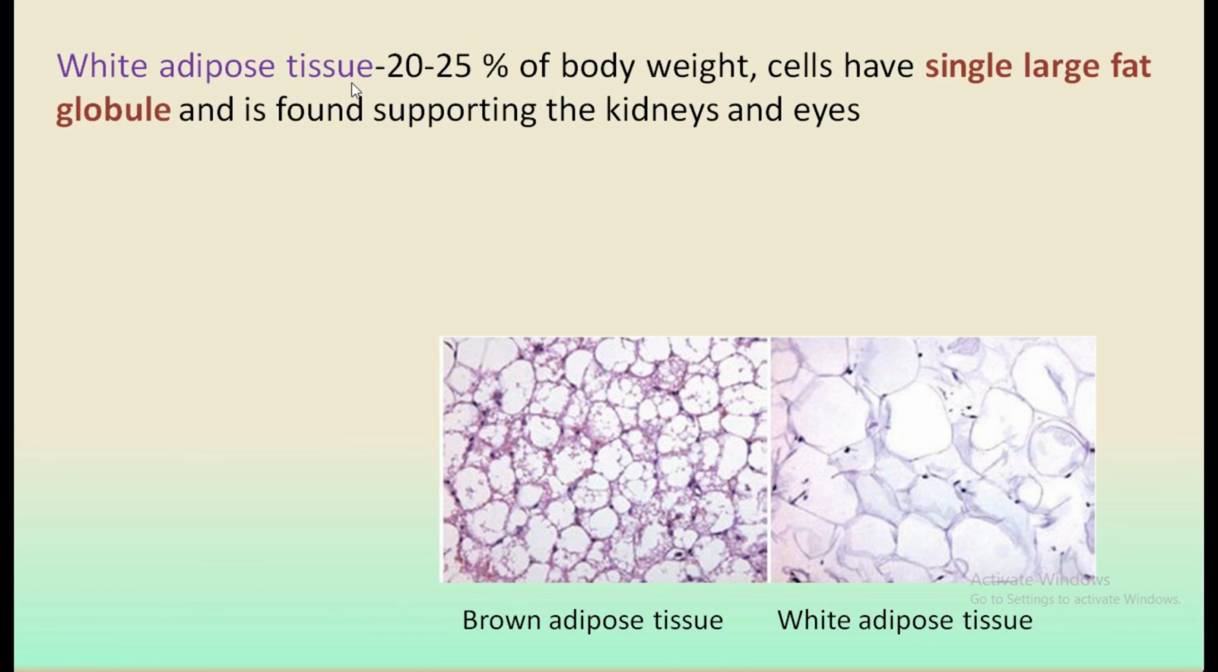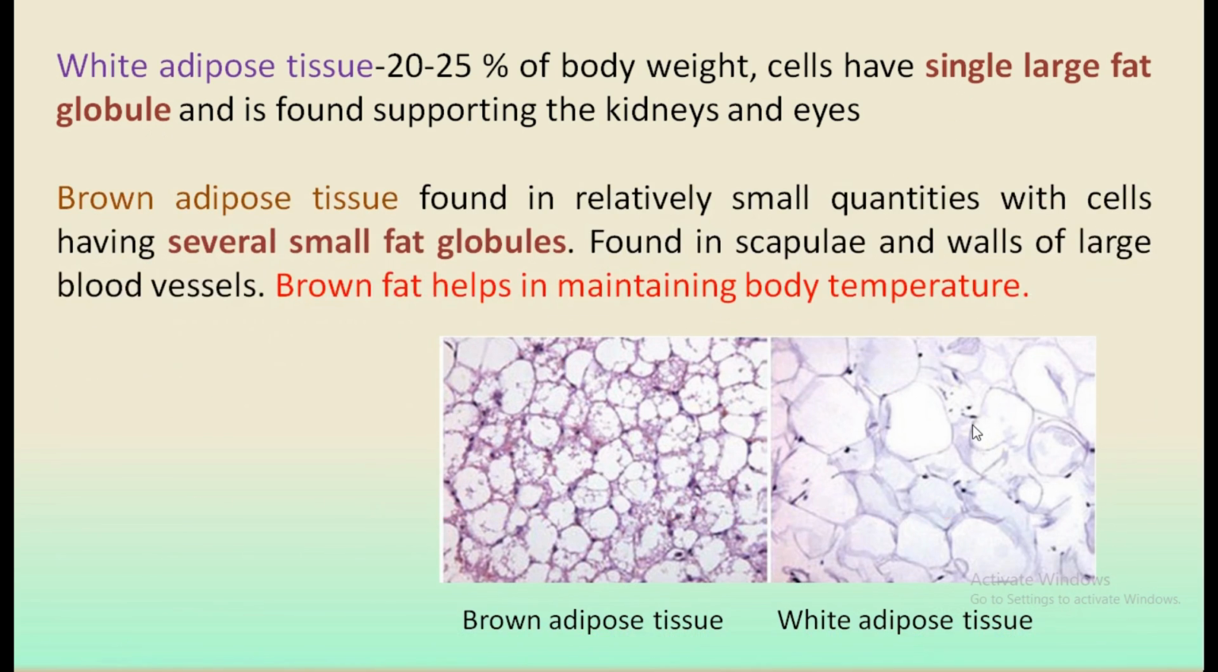The white adipose tissue constitutes about 20 to 25% of the body weight, and the cells of this tissue have a single large fat globule, and it is found supporting the kidneys and eyes. So this is the white adipose tissue comprising single large fat globules. The brown adipose tissue is found in relatively small quantities, and cells have several small fat globules. They are found in the scapulae and walls of large blood vessels, and they also help in maintaining the body temperature. So these are the small fat globules which are present in the brown adipose tissue.